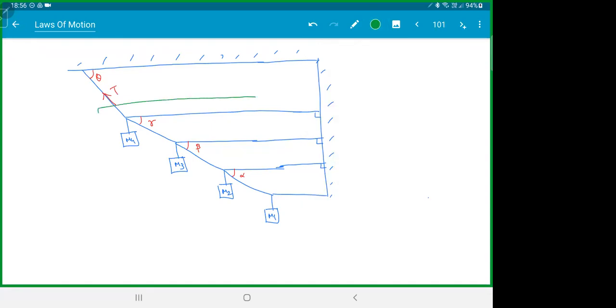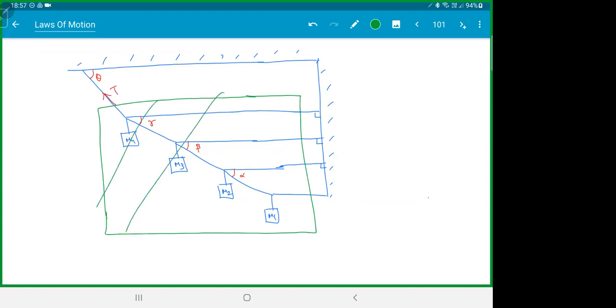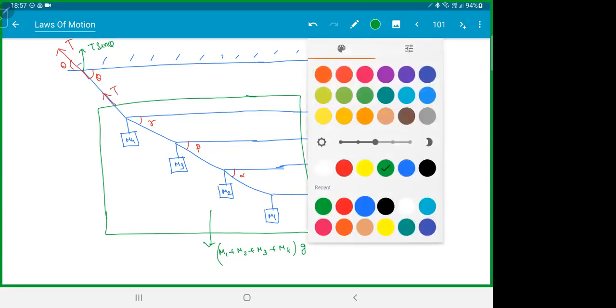If I can choose this entire thing as one system, if I just close this, I don't care what is inside. All that I know is this total weight will be (M1 plus M2 plus M3 plus M4) g. Make sense? And the only force balancing this is the tension's vertical component, T sin theta. Because these other forces will be horizontal, they will never balance the weight. The only force which is balancing the whole weight is T sin theta.